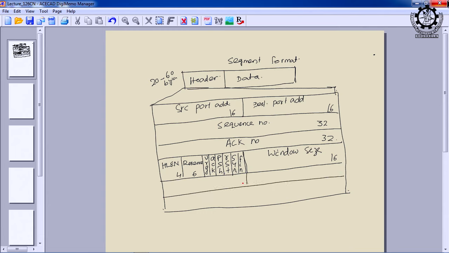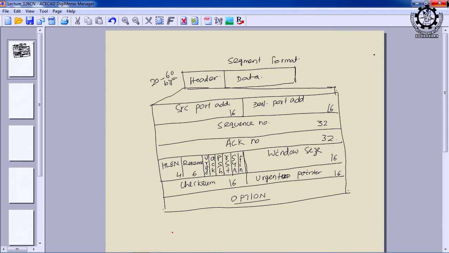Then we have another word, which is divided into two fields. One is the checksum, that is always present. It is a 2 byte field. Then you have another field which is again a 16 bit or 2 byte field, the urgent pointer. We will see why this urgent pointer is required. This is the minimum required fields for the header of the segment, and then you have the options field, which is optional and which we are not going to study now.